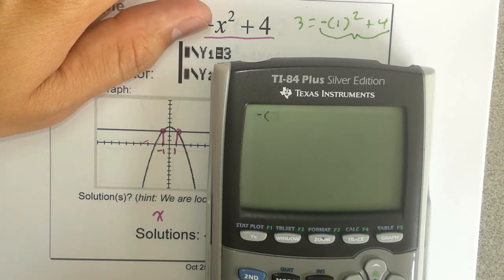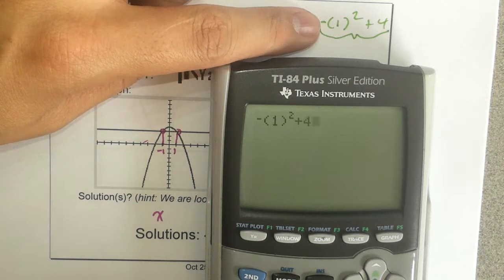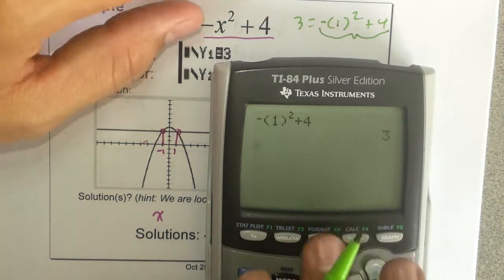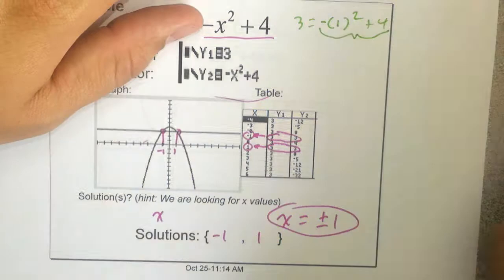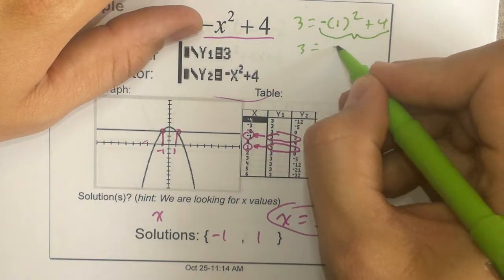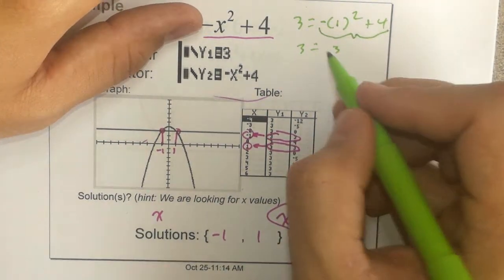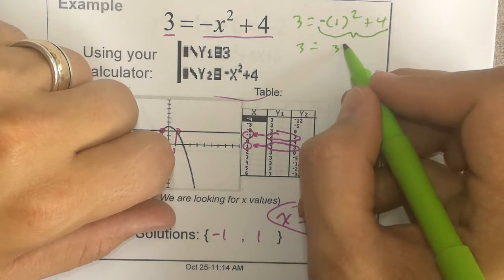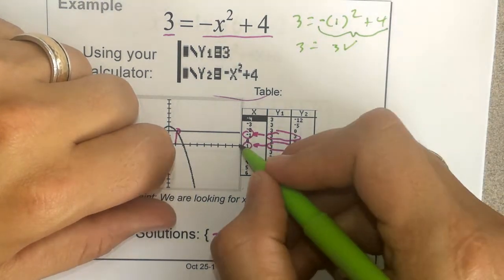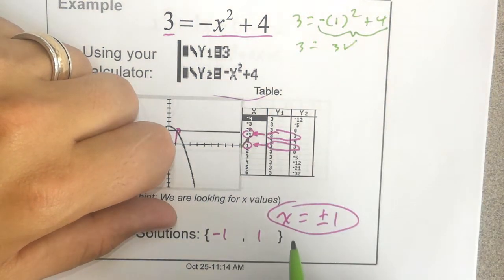Negative parentheses 1 squared plus 4 and hit enter. I end up with 3. So this whole thing right here ends up being 3. Is this a true statement? Yes, that's true. So this point works.